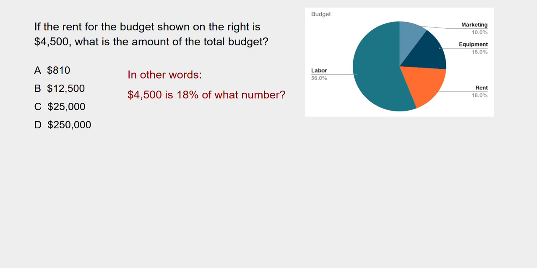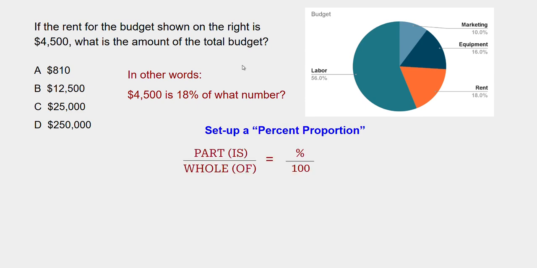We know the part is $4,500. We know the percent is 18%, and we are trying to find the total value of the pie. This kind of problem can be solved using the percent proportion.